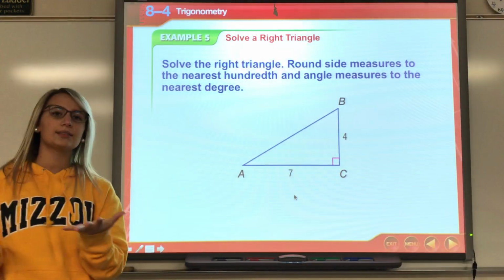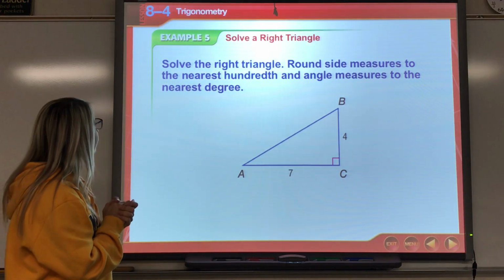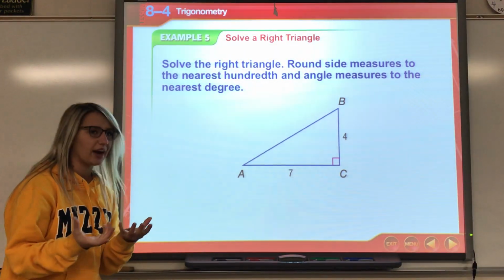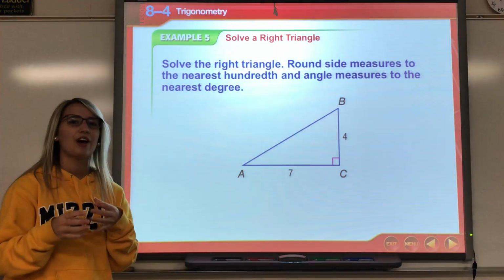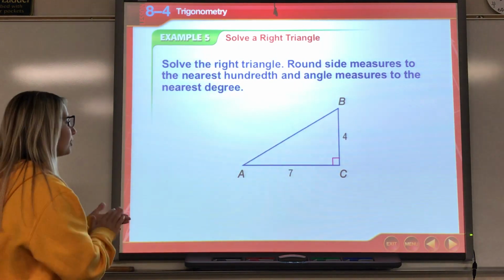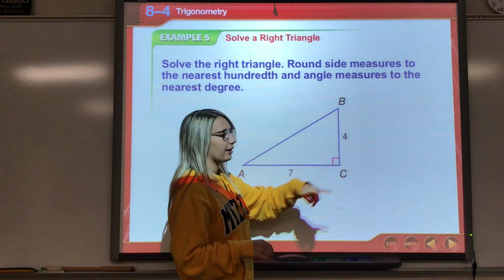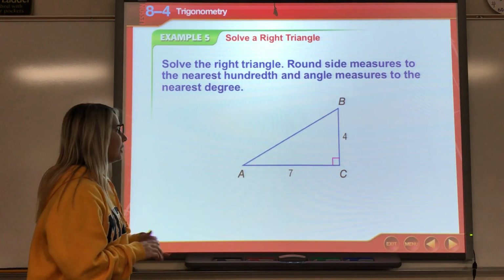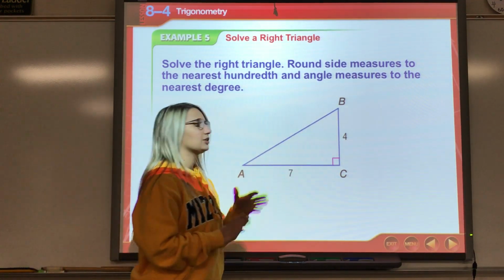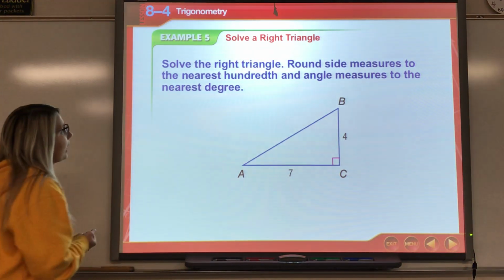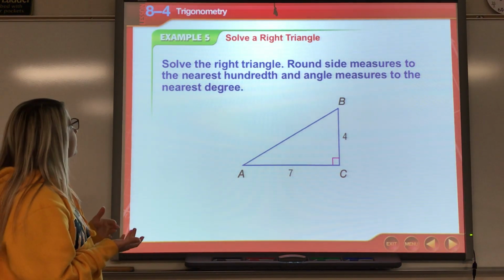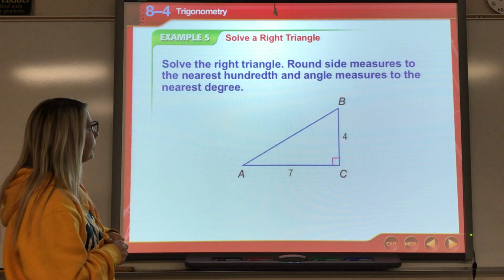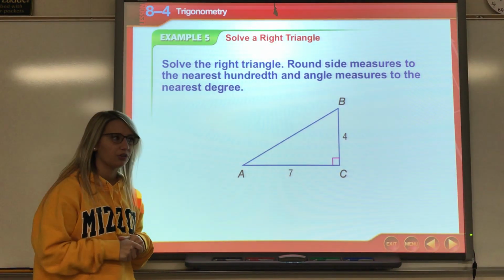Okay, this is our last example, and this is kind of the fun stuff. We have to solve the right triangle. What that means is we have to find all the angles and all the sides. They give us this one angle, the right angle, which is kind of neat. So we know that we still need to find the hypotenuse, and we need to find the measures of each of these acute angles. It says round the side measures to the nearest hundredth, and the angle measures to the nearest degree.